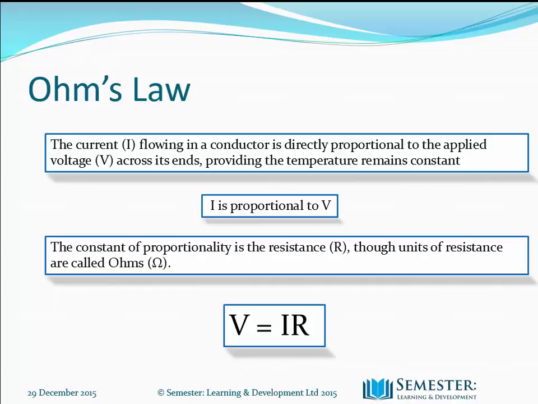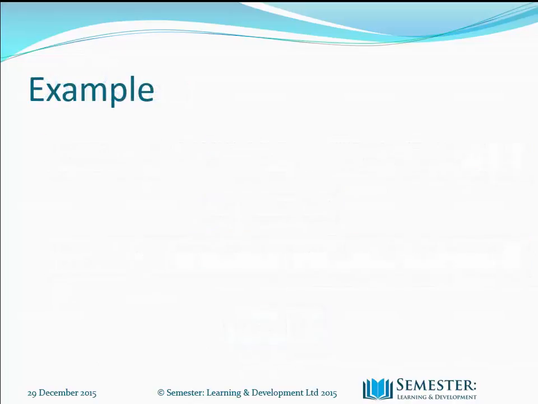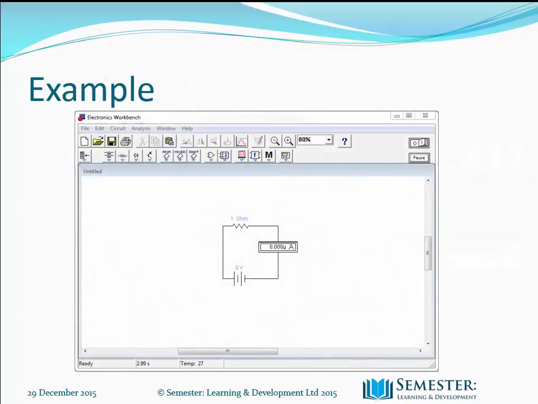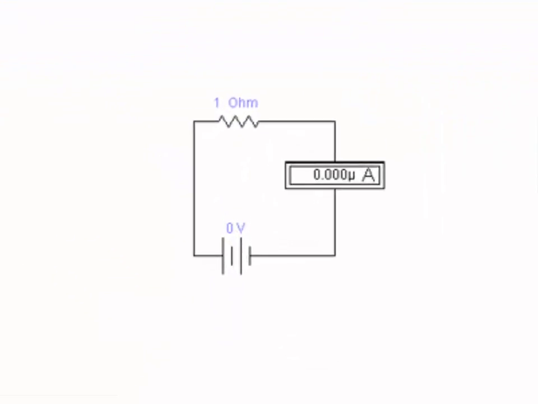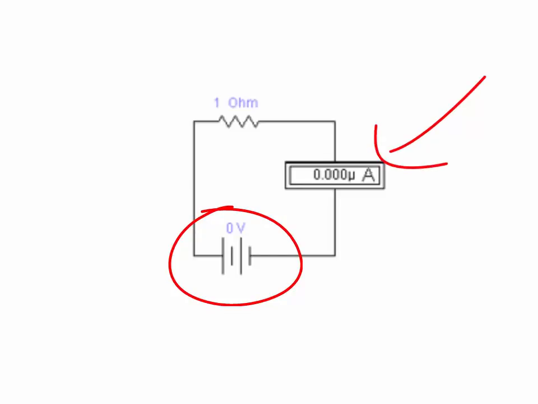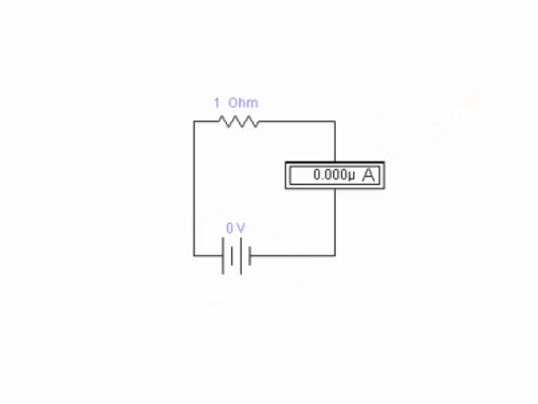Let's show you an example. Let's take a simple circuit, such as the one shown, where we have a nominal resistance of 1 ohm. We'll start with 0 volts, measure the current, and as we expected, there is no current. However, if we increase this to 1 volt, what do we think will happen to the current? In fact, it will also increase.